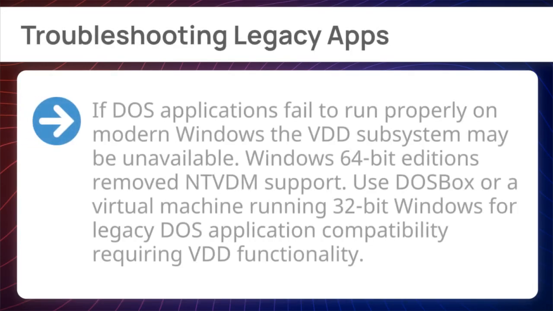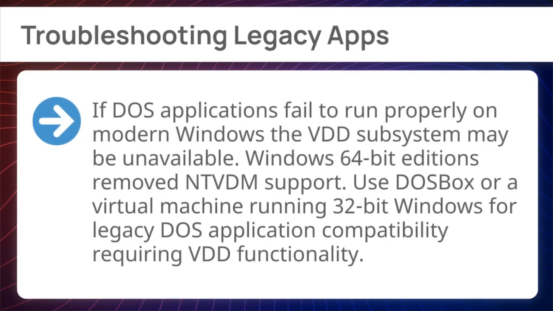Next, troubleshooting legacy apps. If DOS applications fail to run properly on modern Windows, the VDD subsystem may be unavailable. Windows 64-bit editions removed NTVDM support. Use DOSBox or a virtual machine running 32-bit Windows for legacy DOS application compatibility requiring VDD functionality.